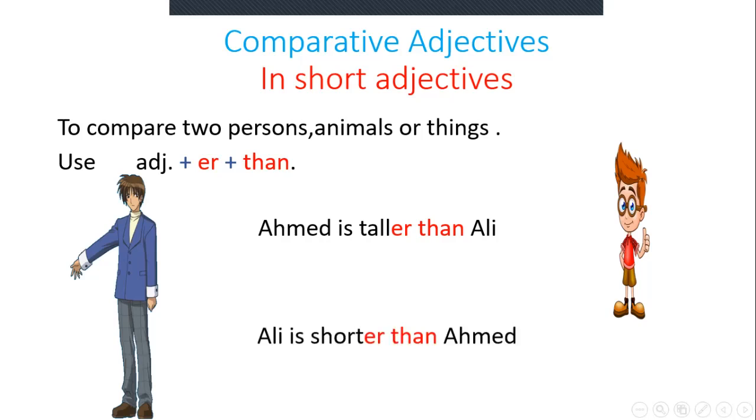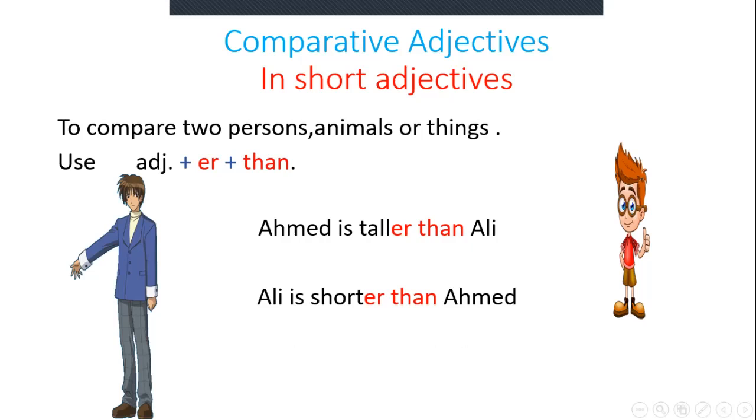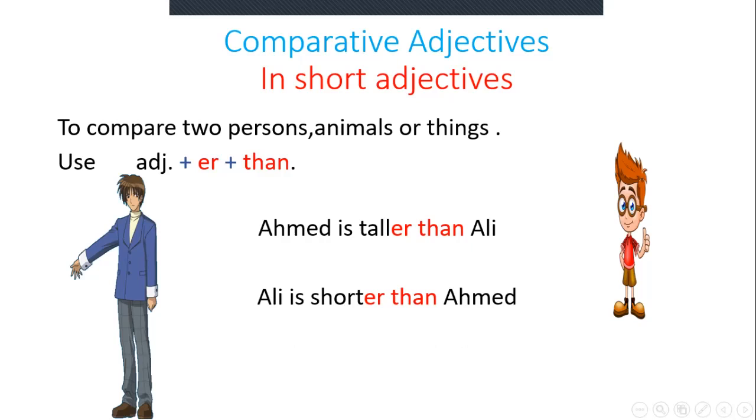And also we can say Ali is shorter than Ahmed. Here also we use a short adjective. Short here is a short adjective, plus er plus than, because here we compare between two persons. This means that if I want to compare between two persons, two animals, or two things, we can use short adjective plus er plus than.